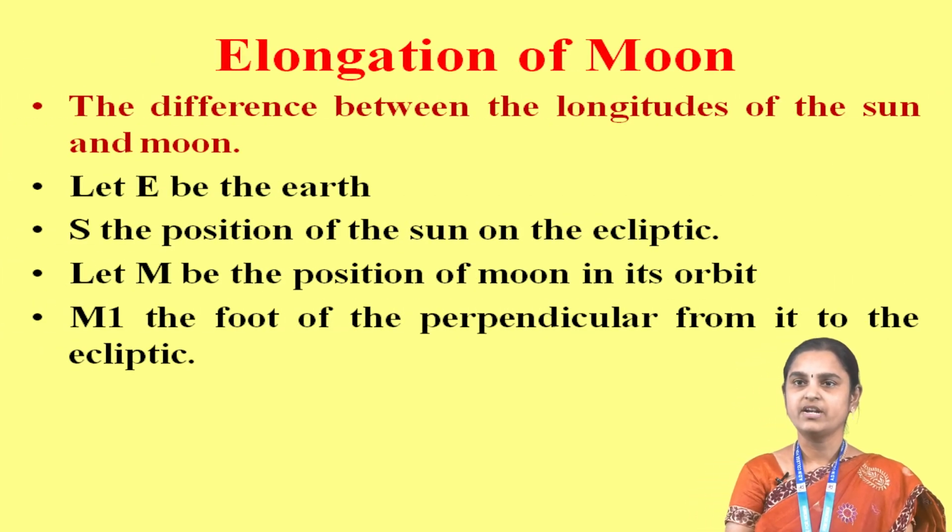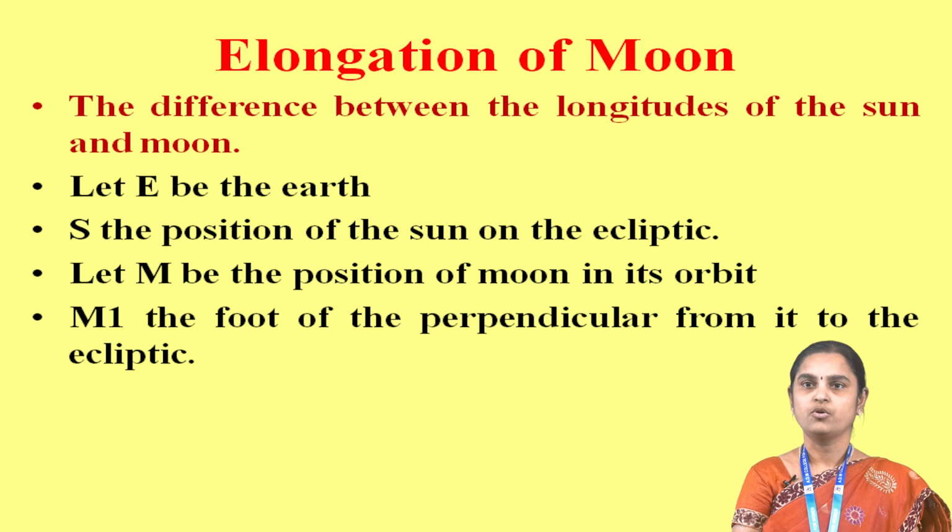Some interesting definitions on the moon. Elongation of the moon. The elongation of the moon at any instant is the difference between the longitudes of the sun and the moon. It is said to be east or west according as the moon is on the eastern or western side of the sun. Relation between elongation of the moon, longitude of the moon and the longitude of the sun.